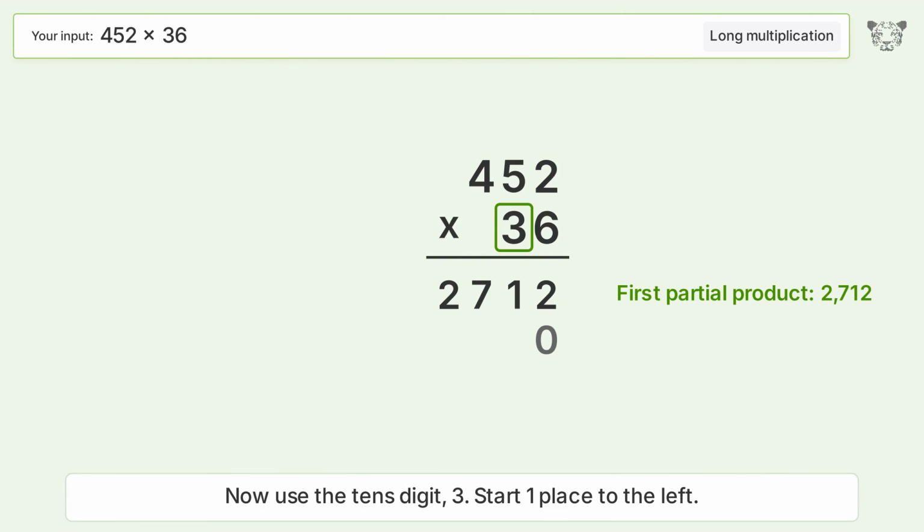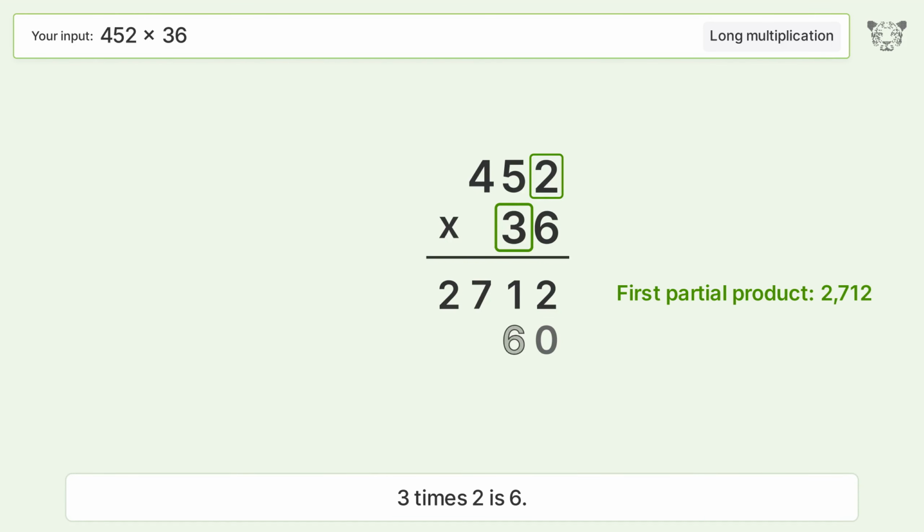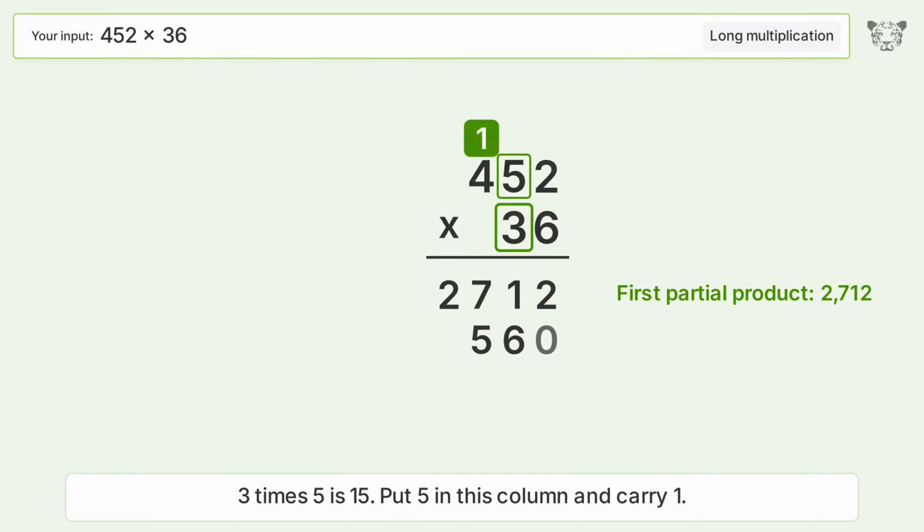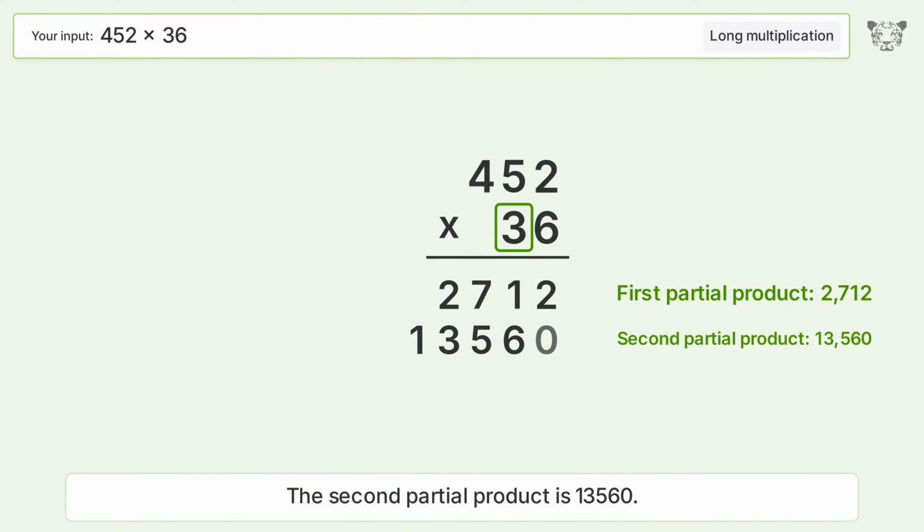Now use the tens digit, 3. Start one place to the left. 3 times 2 is 6. 3 times 5 is 15. Put 5 in this column and carry 1. 3 times 4 plus the carried 1 is 13. The second partial product is 13,560.